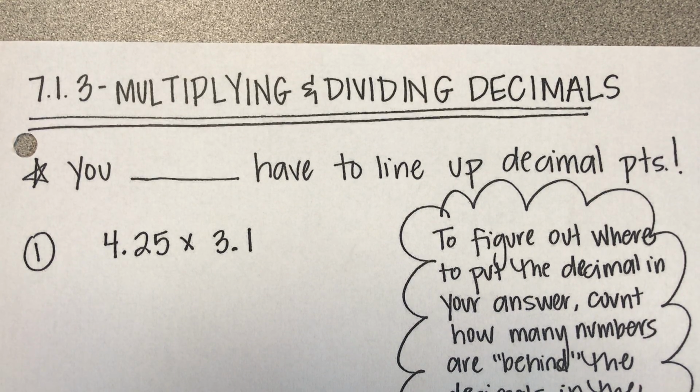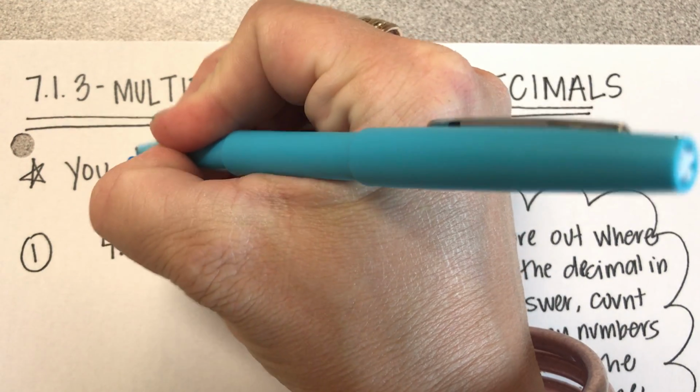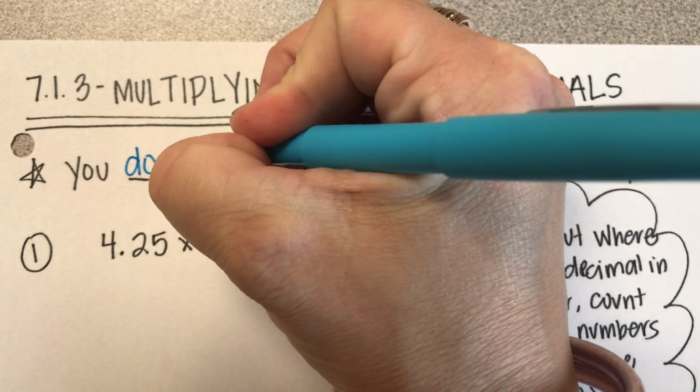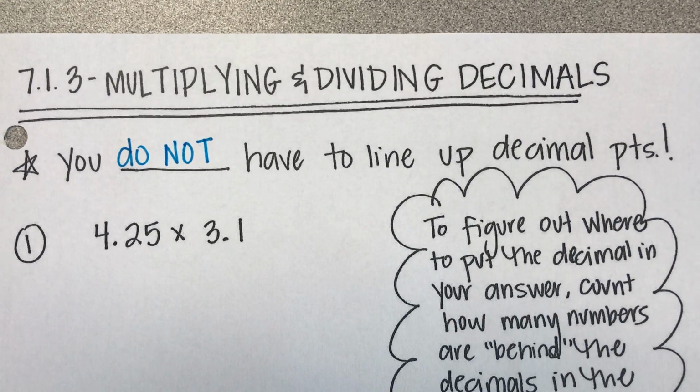Okay, today we're going to talk about multiplying and dividing decimals. And the big point of this lesson is that you don't have to line up the decimal points. You do not have to line up the decimal points. So let's look at example number 1.